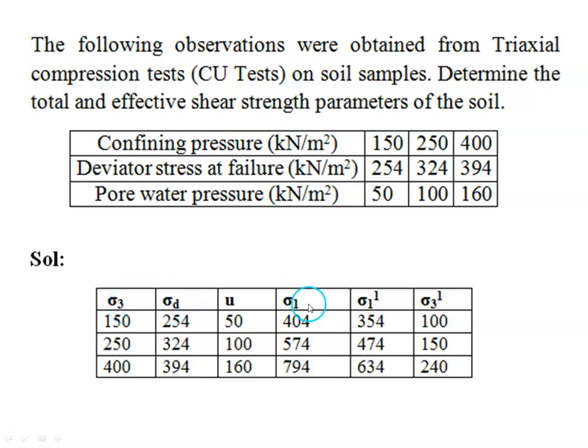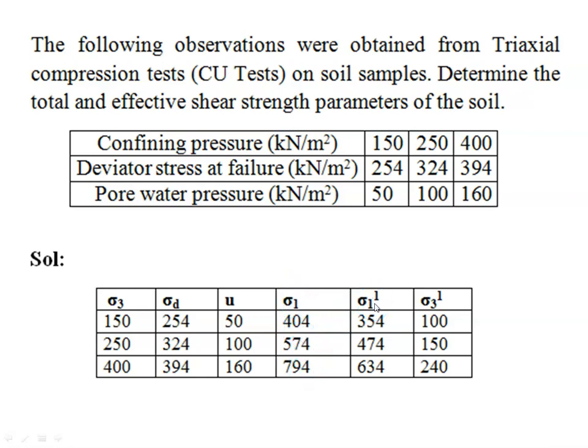Sigma 1 equal to sigma 3 plus sigma d. So we can find the value of the major principal stress, which is equal to sigma 3 plus sigma d. Then we can find the major principal stress.